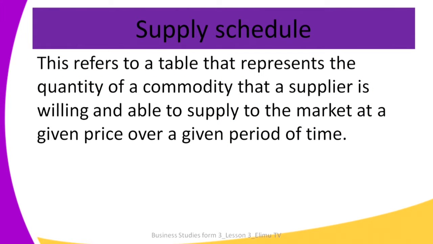Let's now look at the supply schedule, and this refers to a table that represents the quantity of a commodity that a supplier is willing and able to supply to the market at a given price over a given period of time. So for it to be referred to as a supply schedule, it must be that the supplier is willing and is in a position, or is able, to supply the product to the market at a price that product is being sold at over a given period of time.